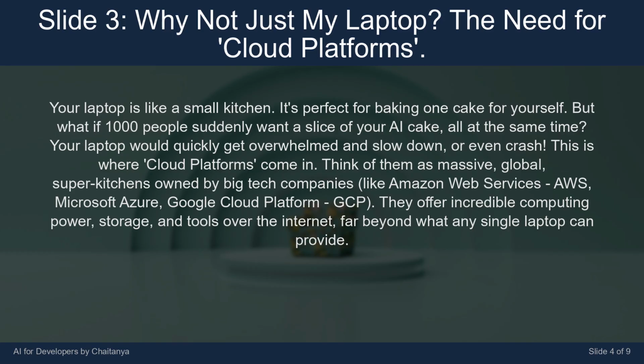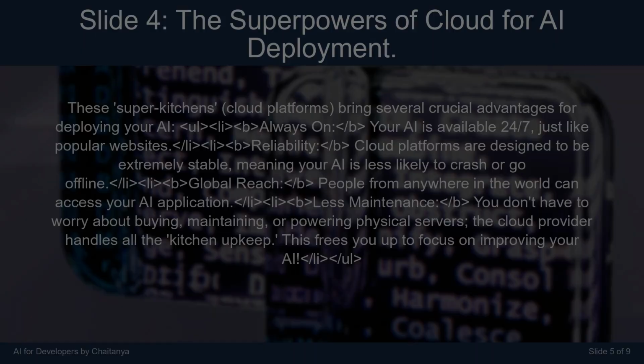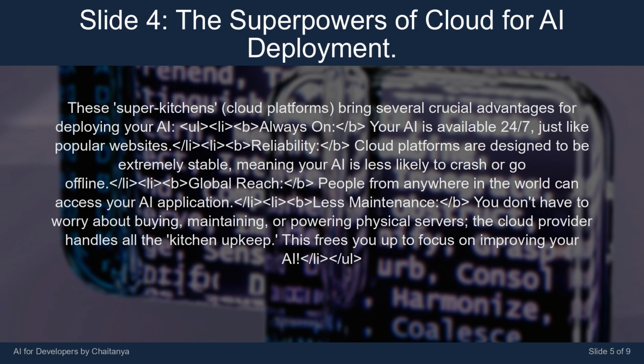Think of them as massive, global, super kitchens owned by big tech companies, like Amazon Web Services, AWS, Microsoft Azure, Google Cloud Platform, GCP. They offer incredible computing power, storage, and tools over the internet, far beyond what any single laptop can provide. These super kitchens, cloud platforms, bring several crucial advantages for deploying your AI.